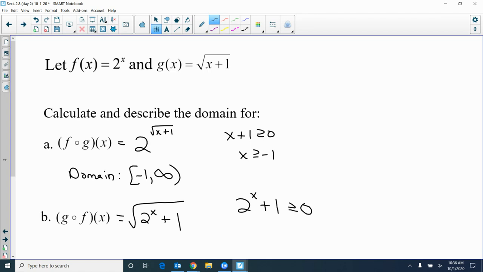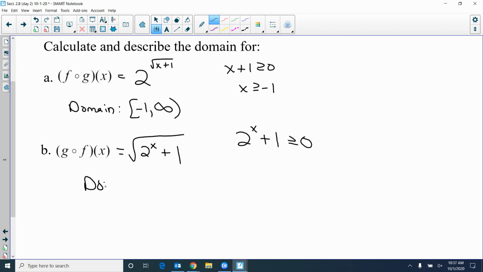Can I ever make this a negative? No, because even if I plug in a negative, I get back a fraction, but it's still positive. So what does that tell me about my domain? No matter what number I plug in for x, I get back a positive. I add it to 1. Will that always be greater than 0? So what's my domain? All real numbers. Domain is all real numbers, negative infinity to infinity. There's no trick. You've got to be able to evaluate that and look at it. Just understand it for that.